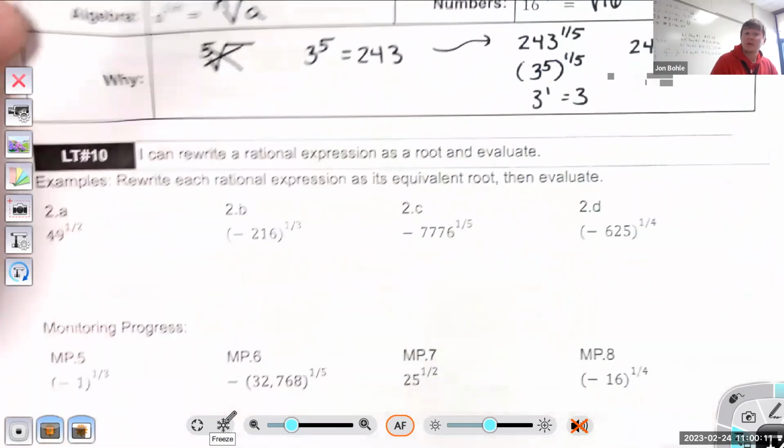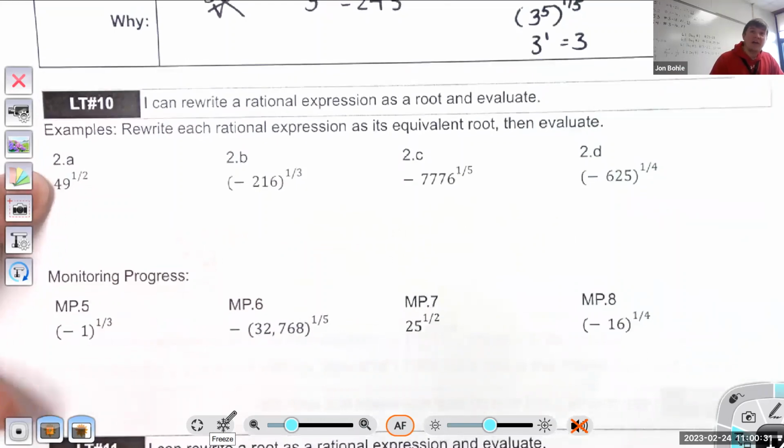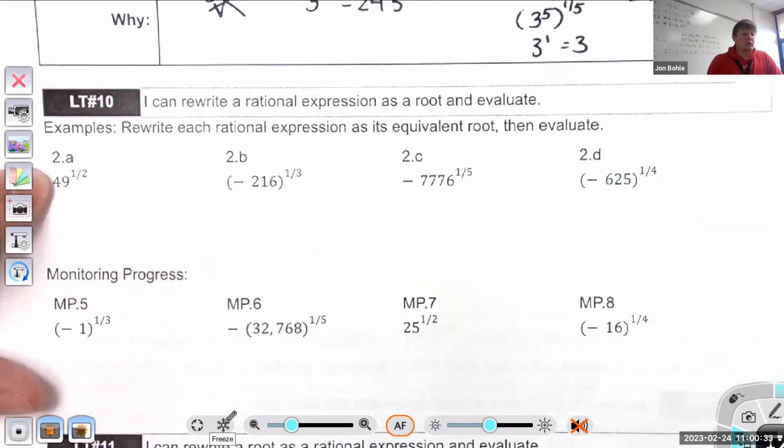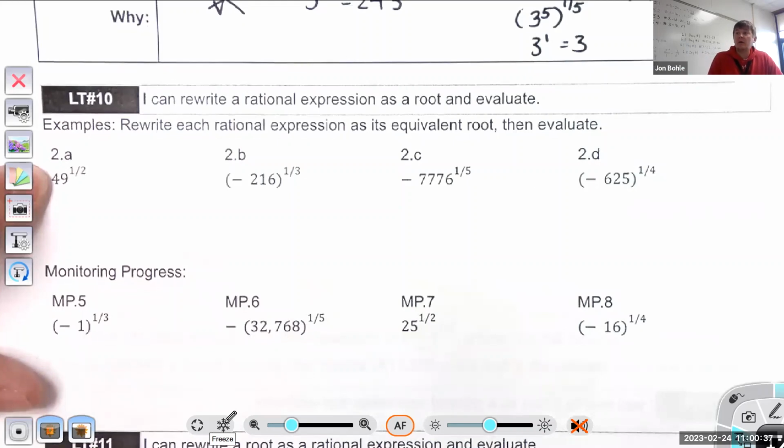Now, for the most part, realistically, what you're going to be asked to do is problems like 2A. So this is our first learning target. Actually, what we did on the front page is not a learning target. It's part of it, but it's not actually anything new. I can rewrite a rational expression as a root and then evaluate that number. So if I have 49 to the 1/2 power, I need to be able to write that as a root, and then I also need to be able to get that number.